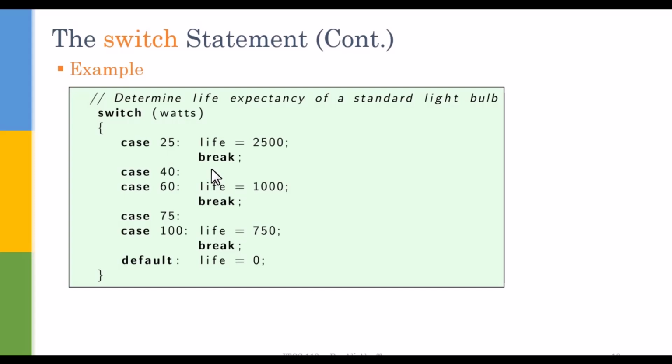But inside, there is nothing. And there is no break. So there is no wall. Immediately, we'll go to the next one. And what is in the next one? Without testing the next one, it will put 1,000 into life.